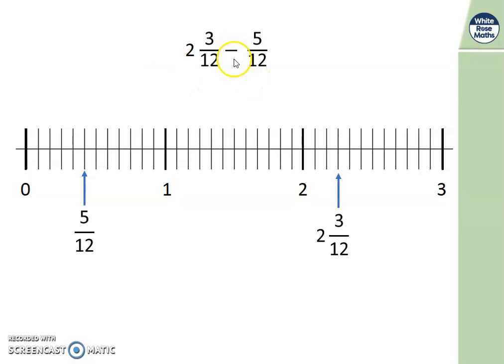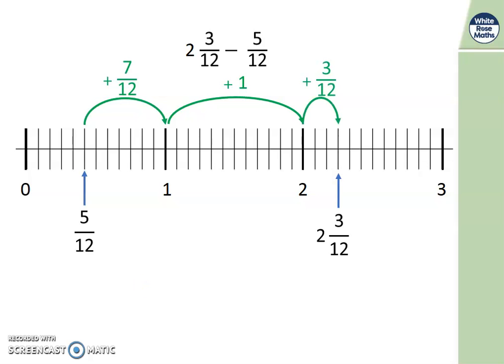Now remember, taking away or subtraction means finding the difference between those jumps. So I can add on to get to my whole one, that's 7/12. I can jump one more whole one to get to 2 whole ones, and I can jump on another 3/12. And these are the jumps that I'm going to add together. These jumps give me my answer.